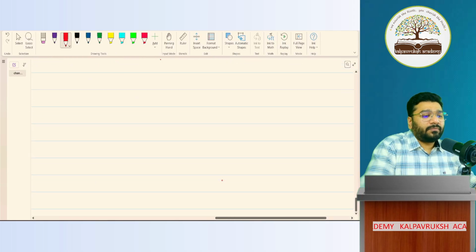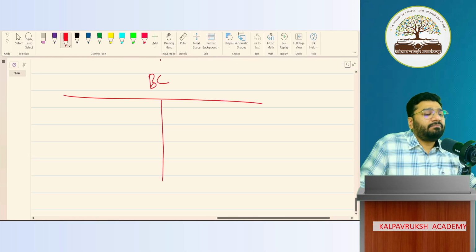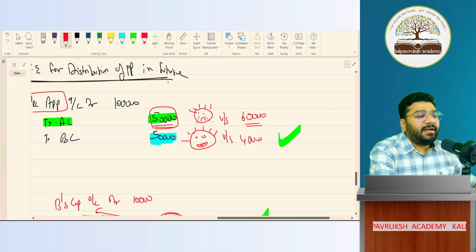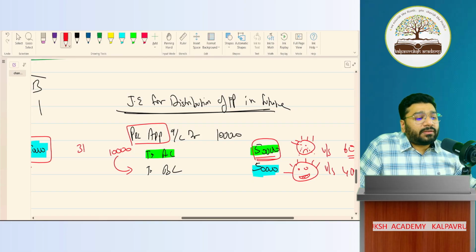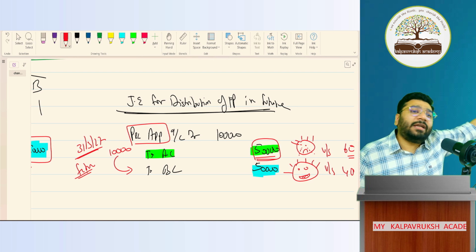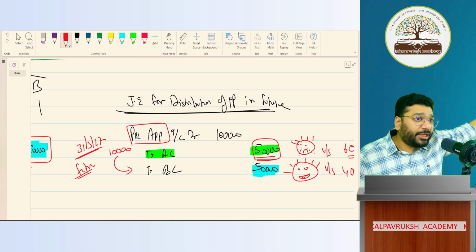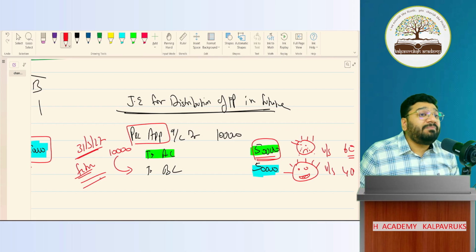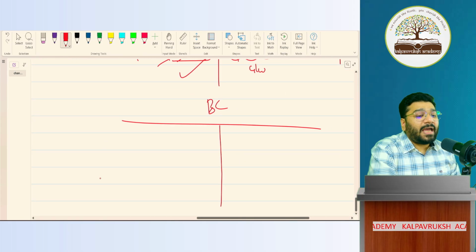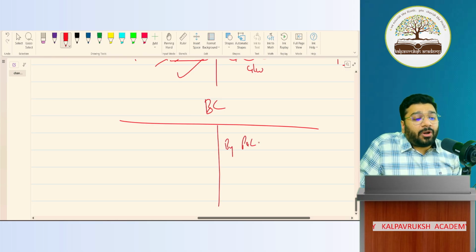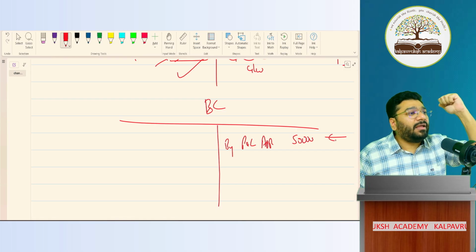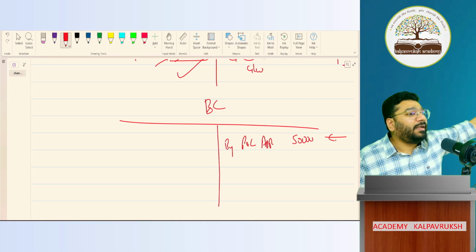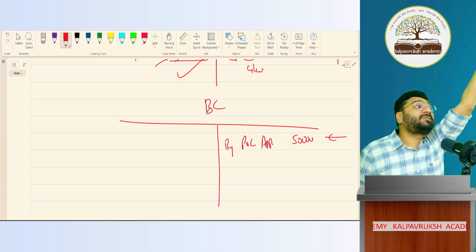No problem. One second. B's capital. Tell me, the first entry you're passing, when? On 31st March 27, which is future. Because the profit exactly you'll get to know at the end of the year only, no? After the change in profit sharing ratio, at the end of the year, you'll get to know the profit. Yes or no? Yes. So what is the posting of this in B's capital? B's capital by P&L appropriation. How much are you giving? 50,000. Actually, B deserves how much? Only 40. How much did you give? 50. You gave extra 10.